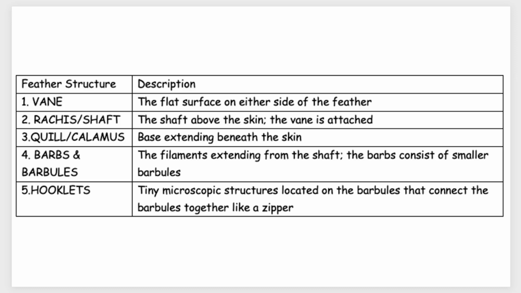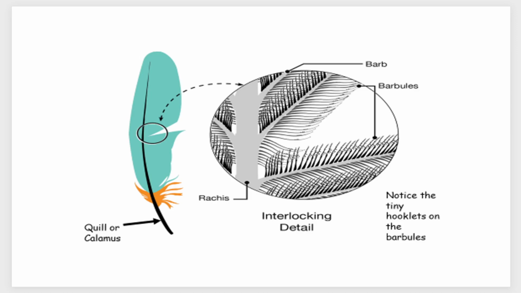Then you have hooklets, so tiny microscopic structures located on the barbules that connect the barbules together like a zipper, which is pretty neat. So if you zoom in, you have these barbs coming off, and then the barbules coming off of the barbs. And that's how it makes this kind of layer to the feather.